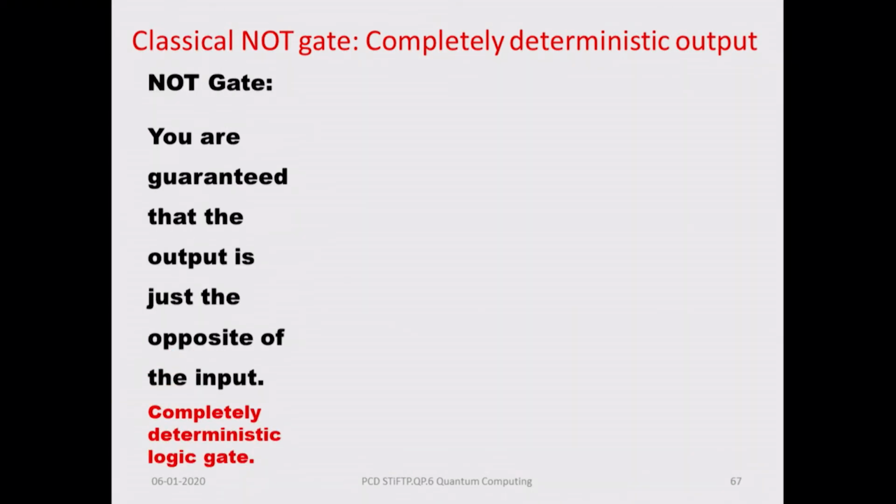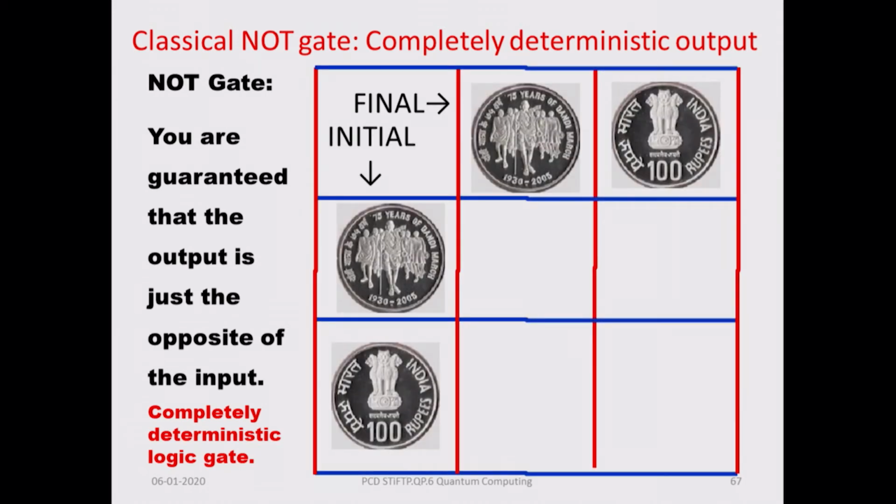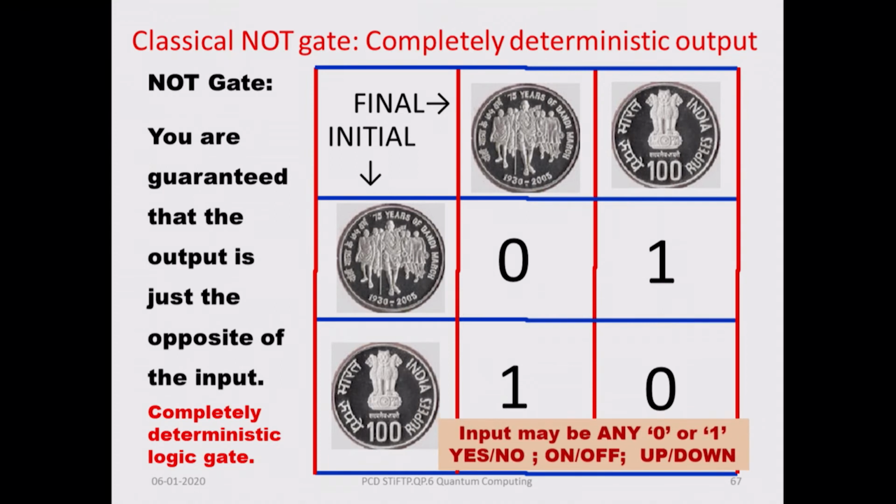So, what you can do is you can generate a logic gate like this, which is the NOT gate, such that if you begin with heads, you will always get tails and vice versa. So, this becomes the classical NOT gate. Okay, it is completely deterministic. So, whatever your input was, you get just the opposite as output. If you start with heads, then you get tails and vice versa, and it does not matter whether your input is in terms of 0 and 1 or yes or no or up or down, you get just the opposite. So, it is a completely deterministic NOT gate.